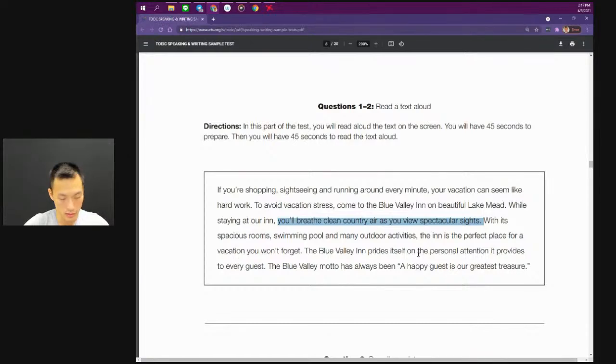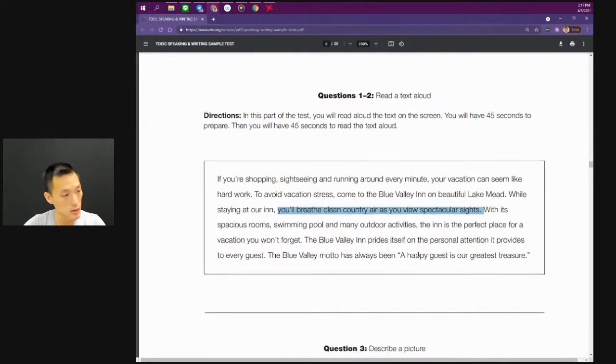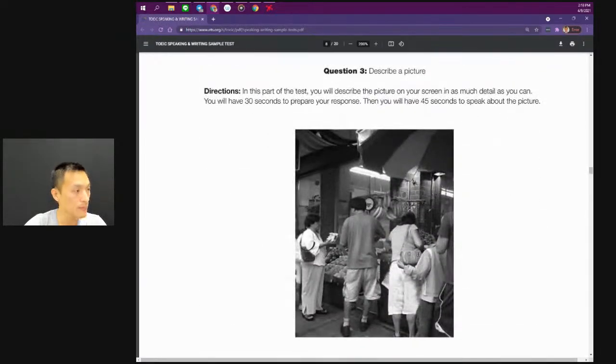All right, let's go back to the picture question. Okay, so in this part of the test, you will describe the picture on your screen in as much detail as you can. You will have 30 seconds to prepare your response. Then you will have 45 seconds to speak about the picture.